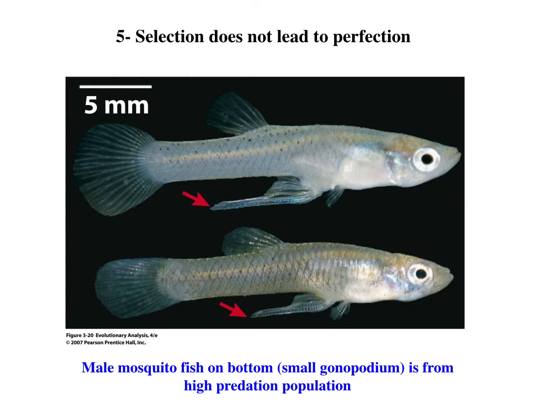As you can imagine, what would be a cost of having a large gonopodium? Yeah, you can't swim as fast, and you can't get away from predators. With a smaller one, you can. And in fact, this is what they see. They can compare different lakes, lakes where there's the presence of a predator and where there's not. Depending on the predatory pressure, in a population where there's a lot of predatory fish that are going to eat these mosquito fish, do you think the gonopodia are larger or smaller? They're going to be smaller. Where there's no predators, they're going to be larger. So you have different environments and different selective pressures. Evolution doesn't lead to perfection because there are different characteristics.